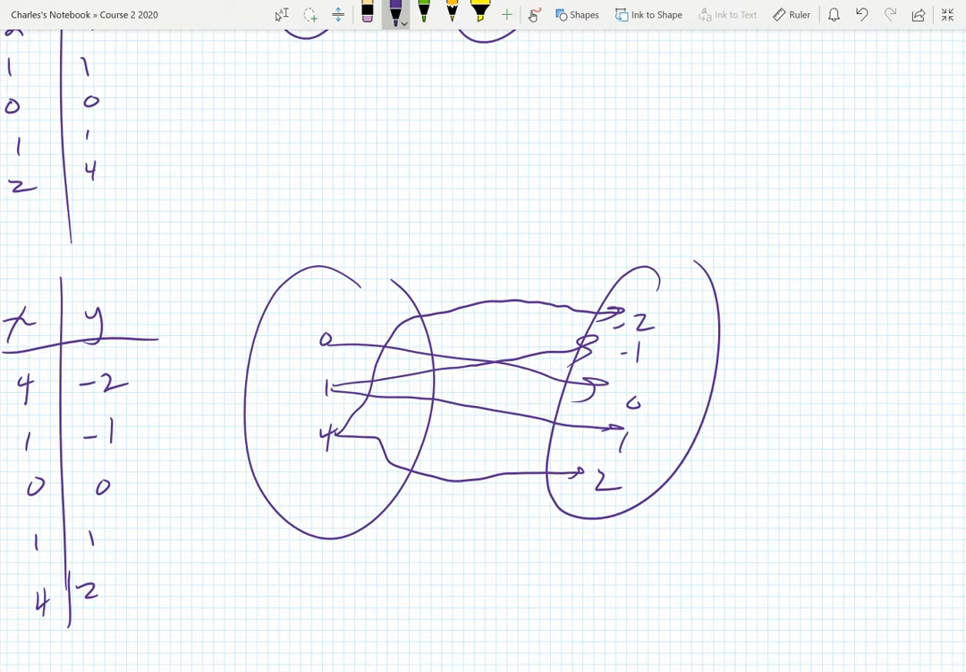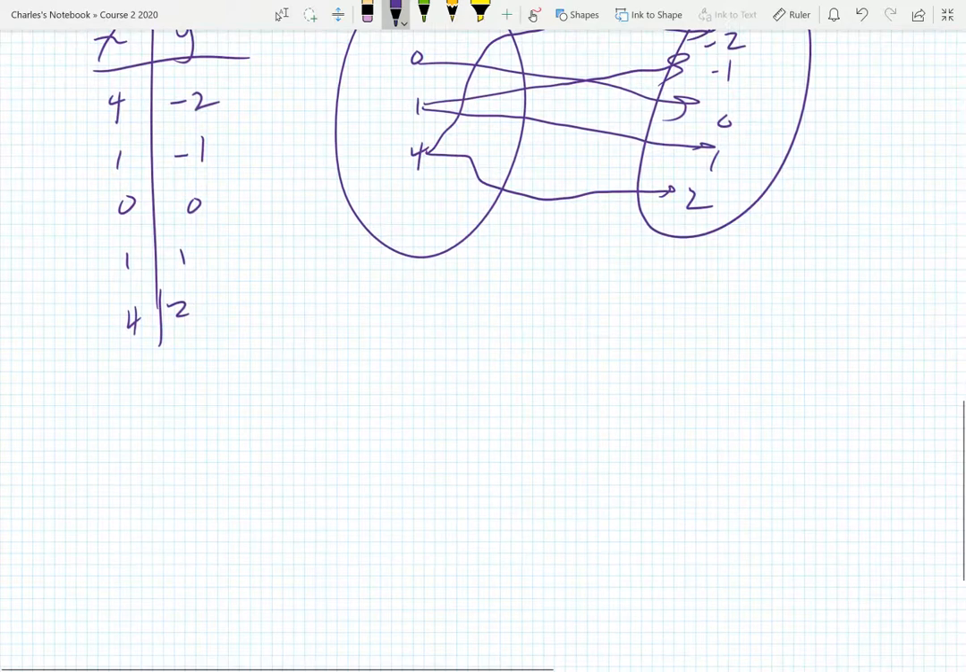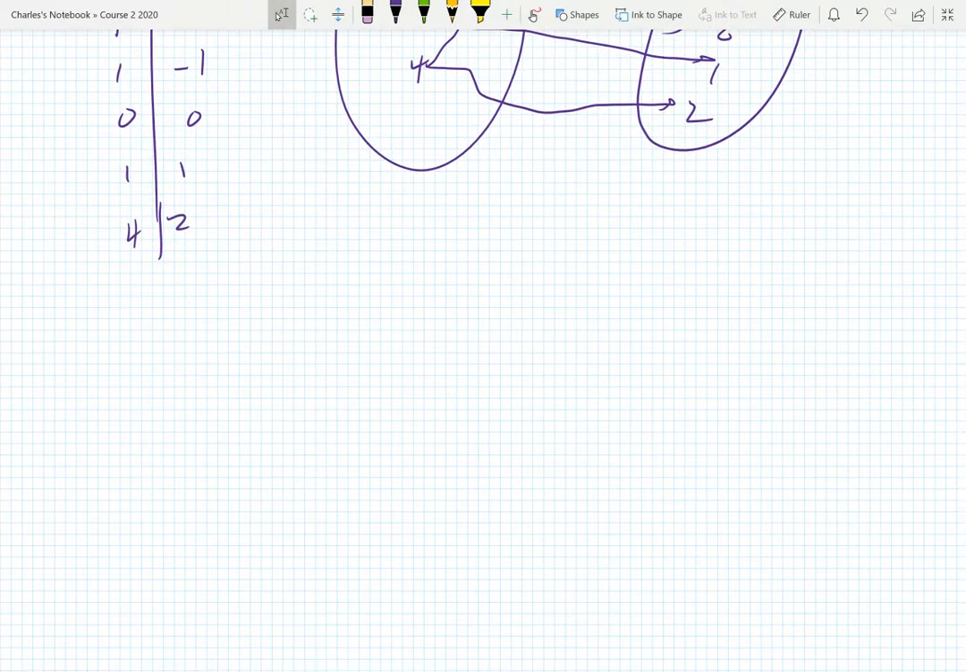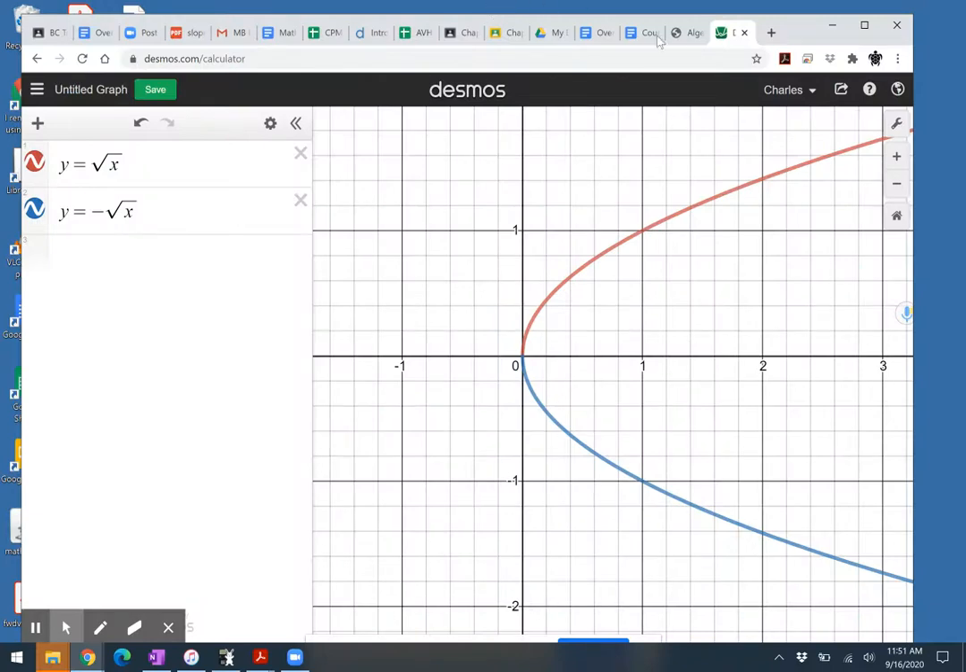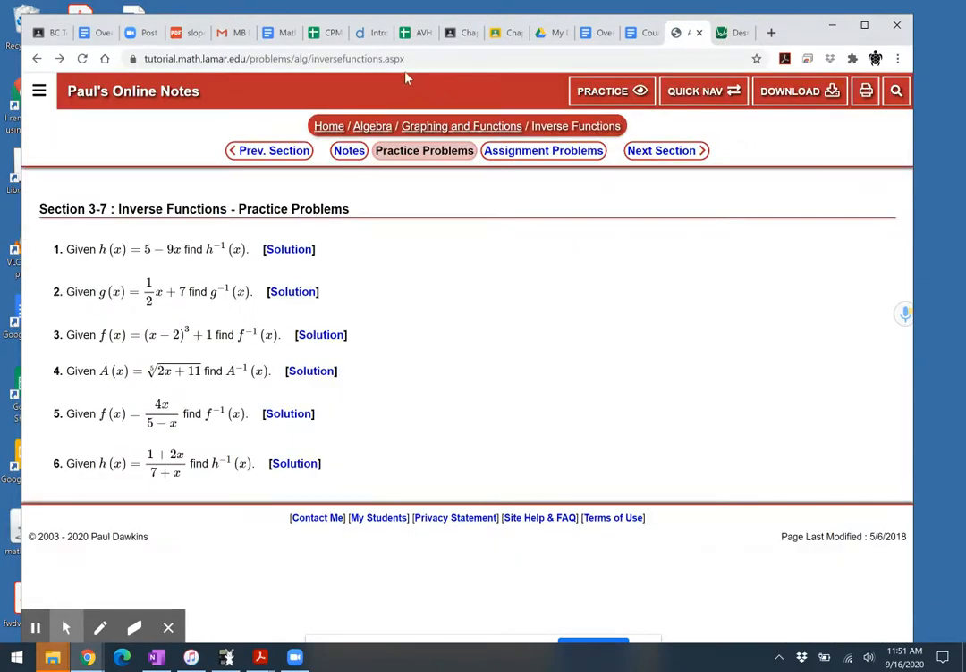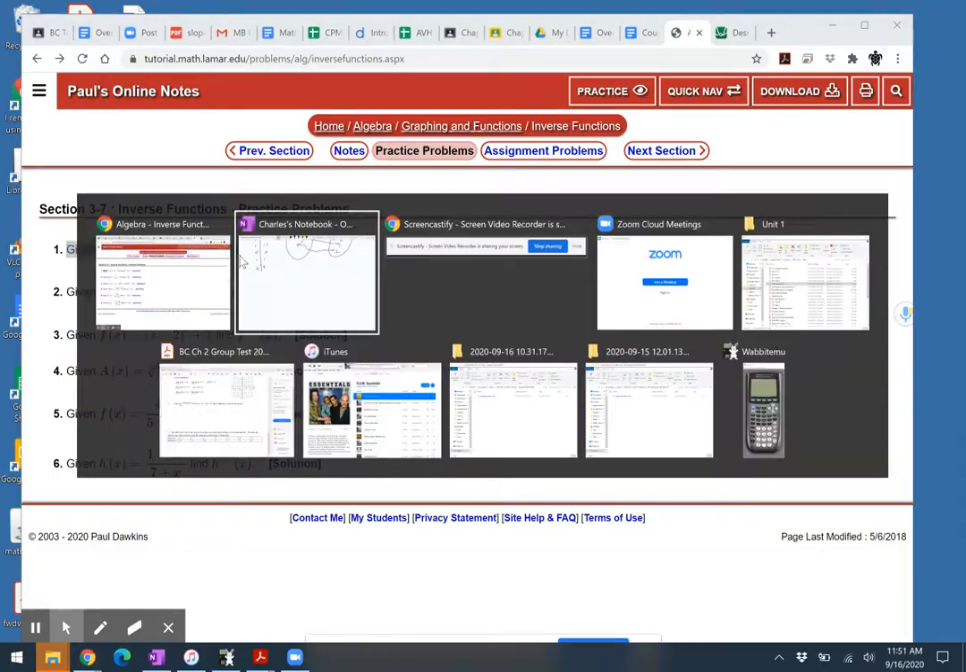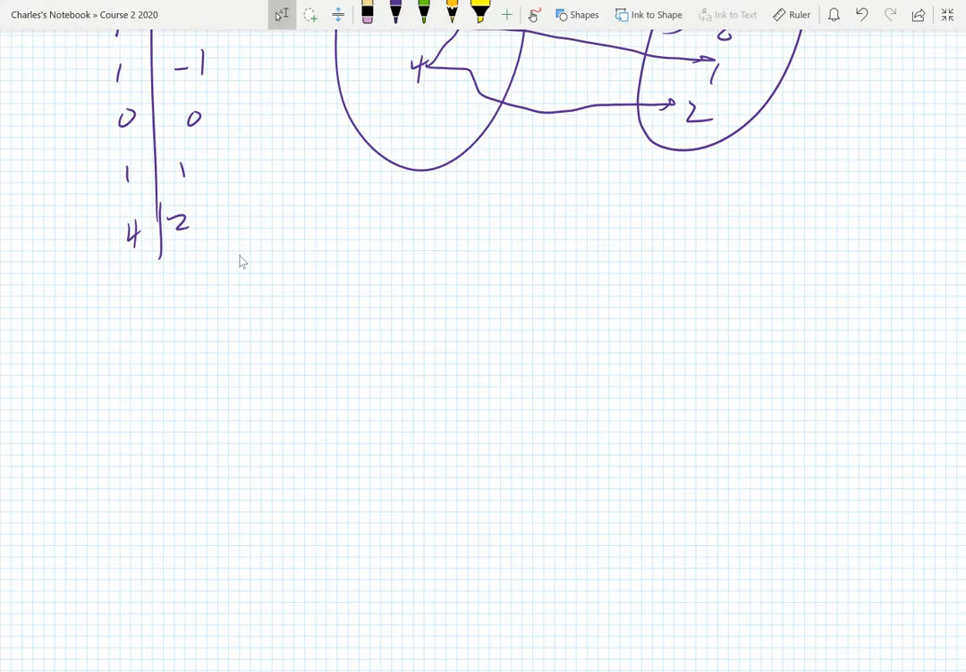And so that would not be a function, but we could restrict it. And I think I want to show you one more thing, which is, what is a typical problem that you might want to be able to do? I've got this link that I'll share with you that has a whole bunch of these problems. Let's take the first example, and it says that given h of x is equal to 5 minus 9x, find the inverse function. And let's do that.